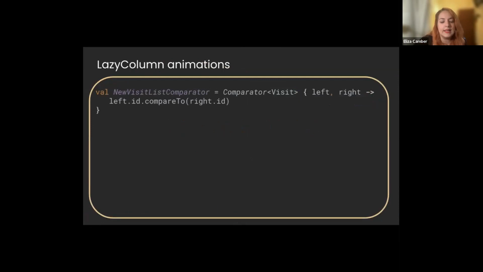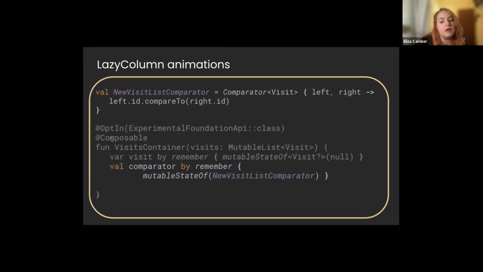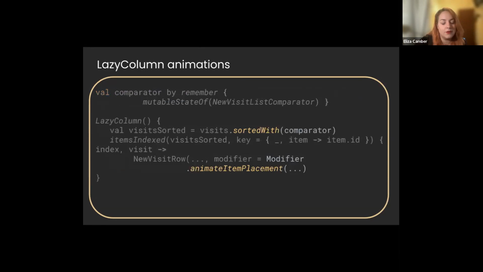So for the lazy layouts animation to work, we don't really need to do a lot of stuff. But the most important part is for the lazy column to understand how to identify its items. And to do that, we're using the comparators. So we have over here a comparator for each visit, and we're using the IDs. So we're using the ID of the left item and the right item, which is basically just all of the items in our database. And then we are going to remember the state of that comparator. And finally, we are going to sort with that.